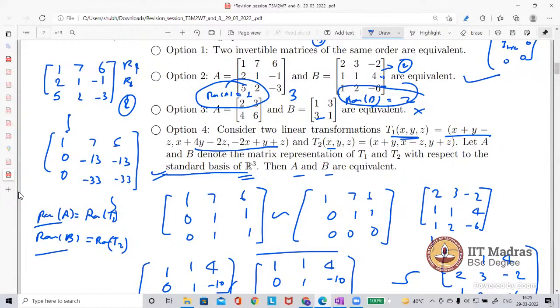So how will we find the nullity of this matrix? Equate each coordinate to 0. So x plus 4y minus 2z is equal to 0, and minus 2x plus y plus z is equal to 0. Whether this system has a unique solution or no solution, it will decide very quickly. And whatever null space of this matrix you get, that is the nullity of T1. Similarly, you can get it for T2.